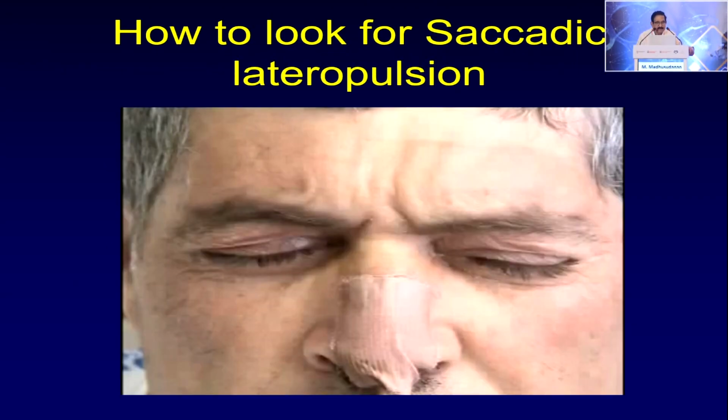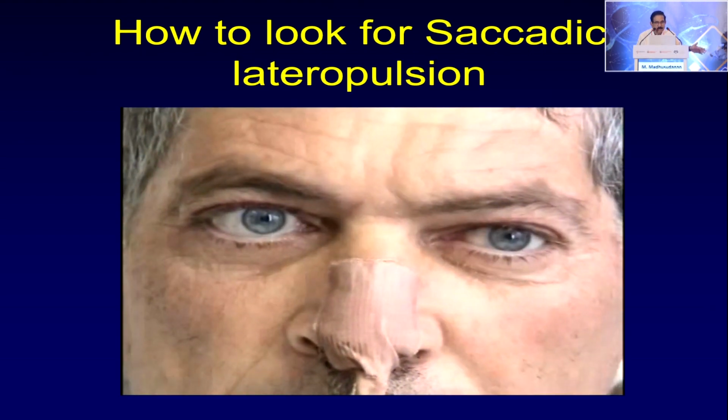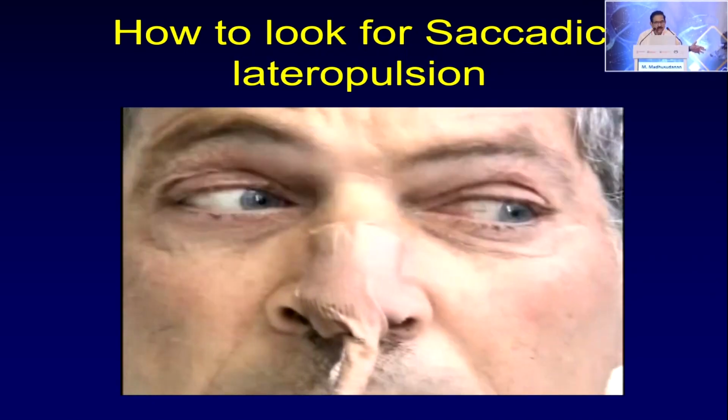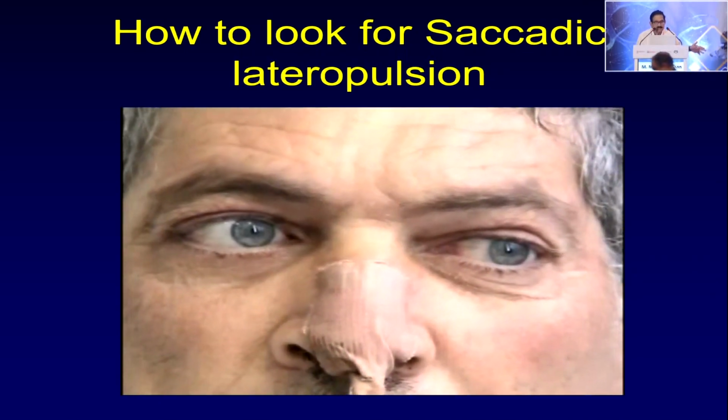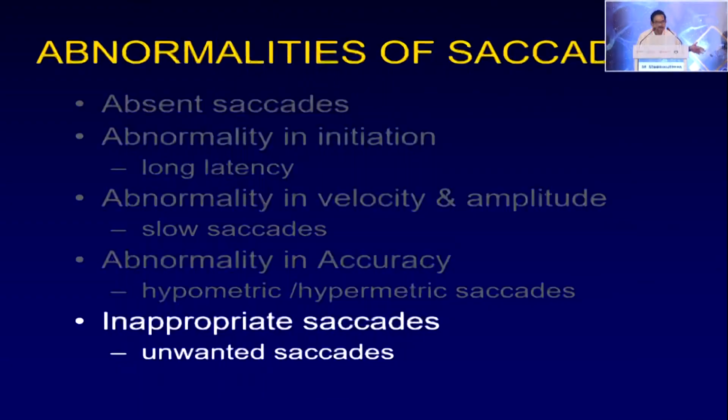How to look for saccadic lateral pulsion? Ask the patient to keep the eyes closed, then you see the eyes have already gone back to one direction, and slowly come back to the primary position. That is how you look for the saccadic lateral pulsion.